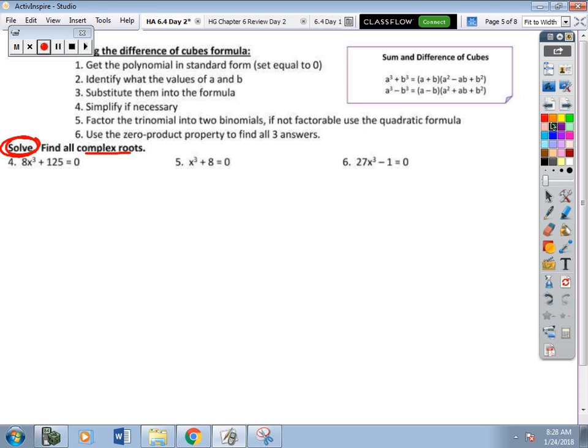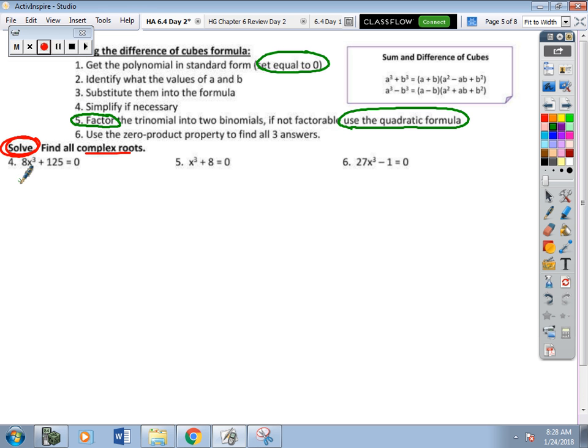What we're going to do is, just like we did in chapter 5, get the polynomial in standard form, which means get it set equal to 0. You're going to factor. Identify what the values of A and B are, substitute them into your formula, which you have at the top of your notes. We're going to factor the trinomial into two binomials, or actually a binomial and a trinomial, and then we're going to use the quadratic formula, if necessary, to find all three answers. Okay, so this one is almost identical. Well, no, it's a combination of ones we have up top. So let's just go ahead and factor it first.